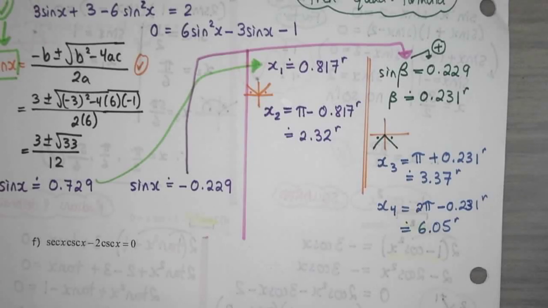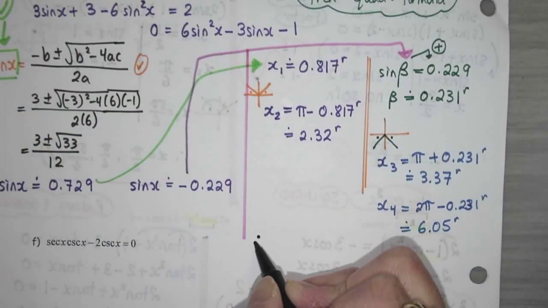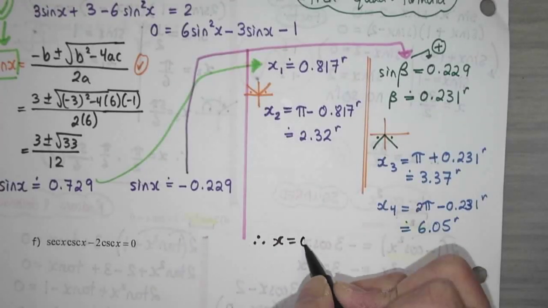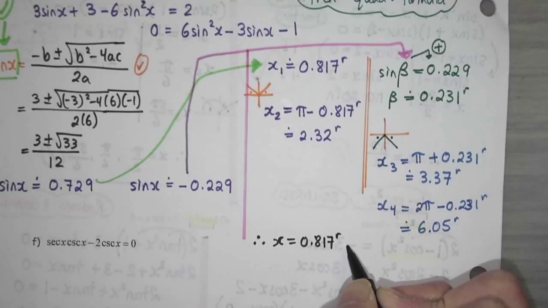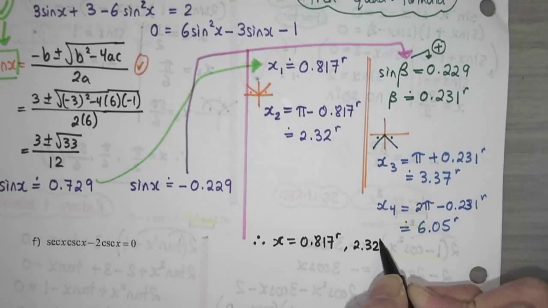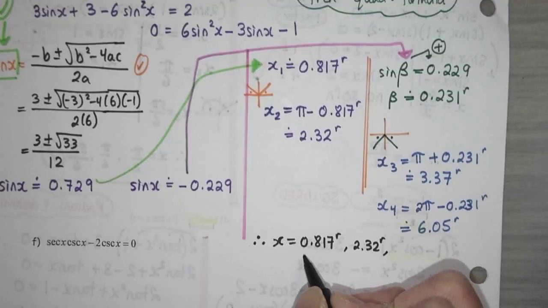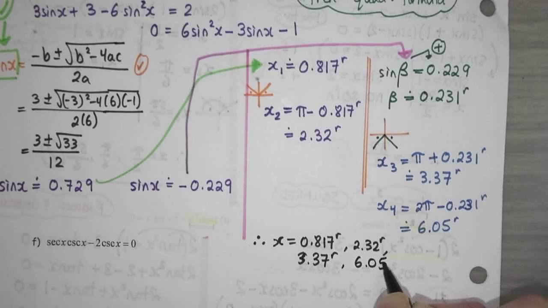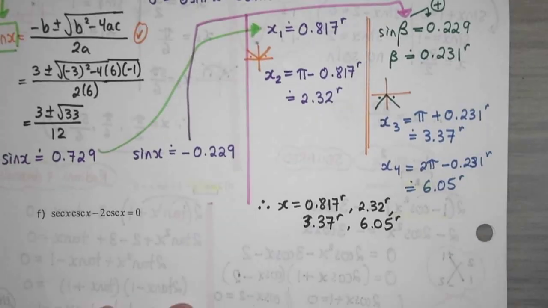So boy, that CAST rule from last year, we are using it all the time, yes? Okay, and summarize it, right? So I want to see all the answers put together. So therefore, x equals 0.817 radians, 2.32 radians, 3.37 radians, and 6.05 radians. So 1, 2, 3, 4.